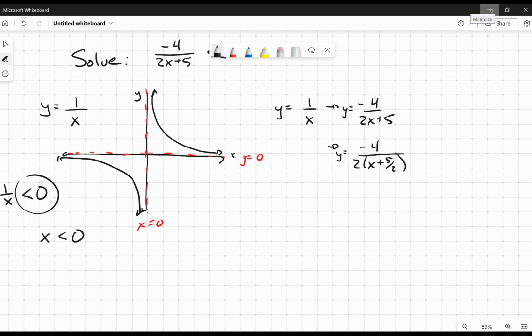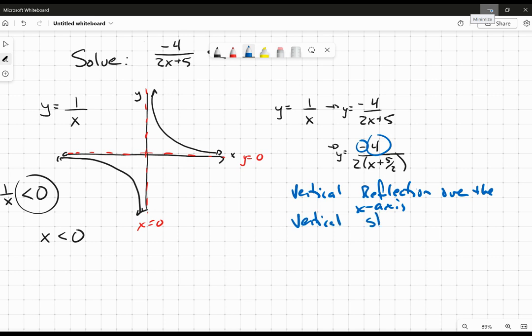Well, first of all, because of the negative that shows up here, there's been a vertical reflection of the original graph. That 1 over x has been vertically reflected over the x-axis. Then that 4 is a vertical stretch by a factor of 4 about the x-axis.